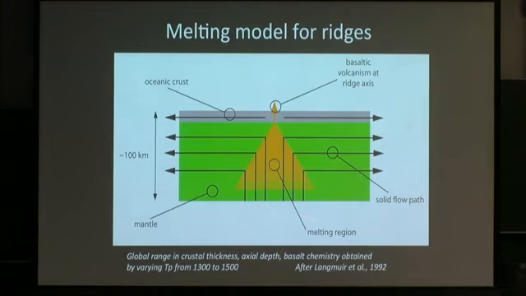This is a very simple model, but it demonstrates that we have a good understanding of how melting should occur in this tectonic setting, which is certainly not true in subduction zones, and it's more complicated in ocean island settings as well. So this is why mid-ocean ridges are a good place to look at this problem.